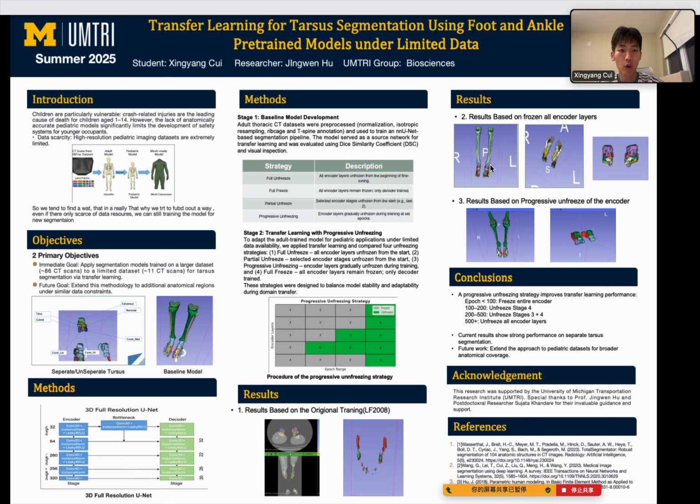Progressive unfreezing is the best method we have found right now. It will freeze different parts of the encoder and progressively unfreeze them. That's why its result is currently the best. These results show strong performance on separate Tarsus segmentation based on transfer learning.